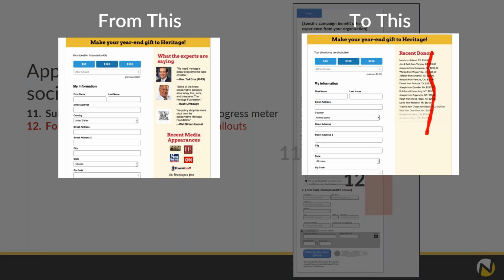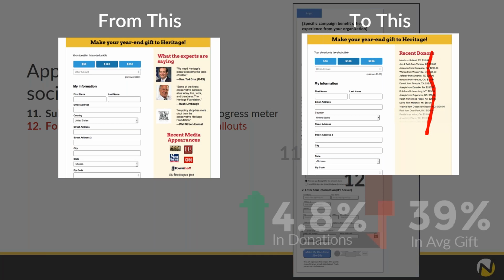Why? Because in this case, the amounts that were generally being shown were below the average they were hitting for or they were competing against. And the result was, even though it was more donations, it was significantly less average gift, which in the end was less revenue. So when we think about using recent donor callouts, I'm not saying don't use it. What I am saying is use them effectively.